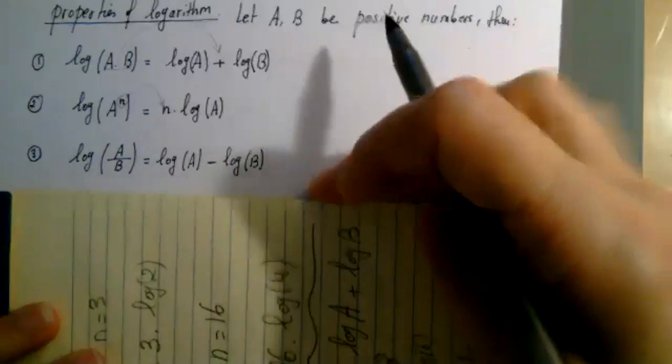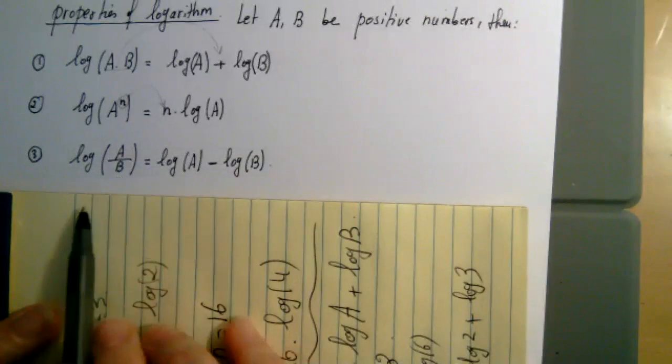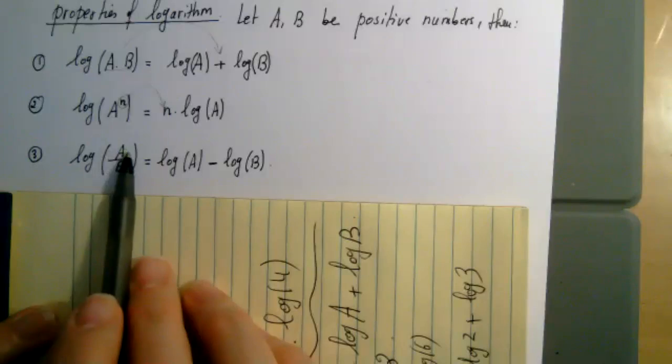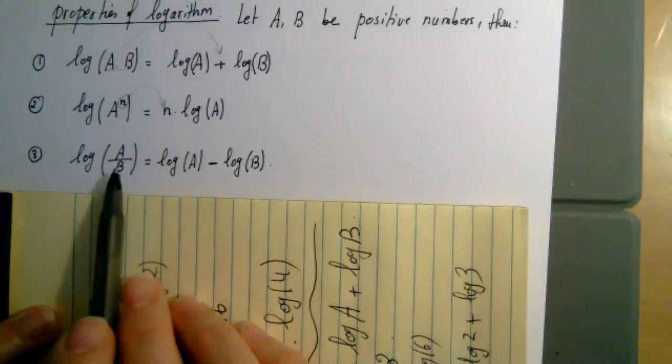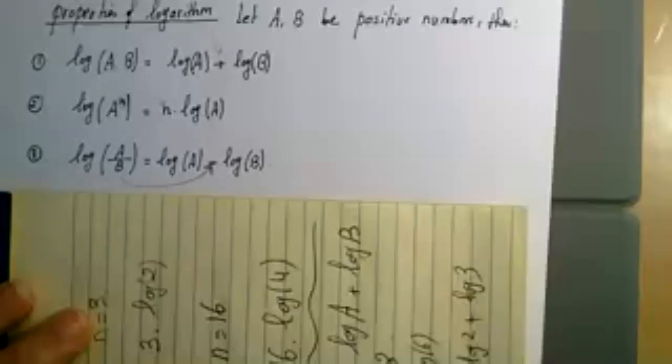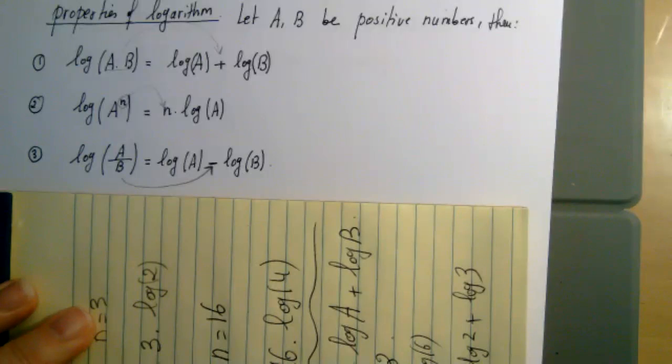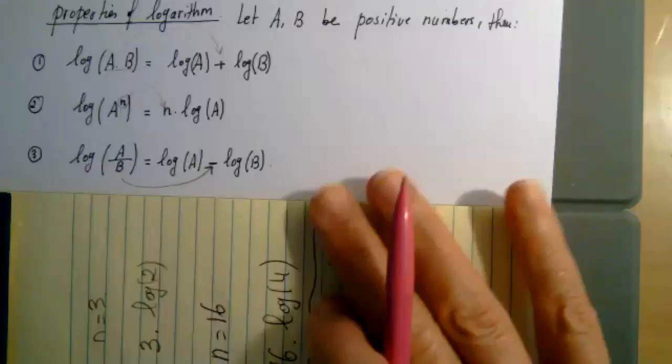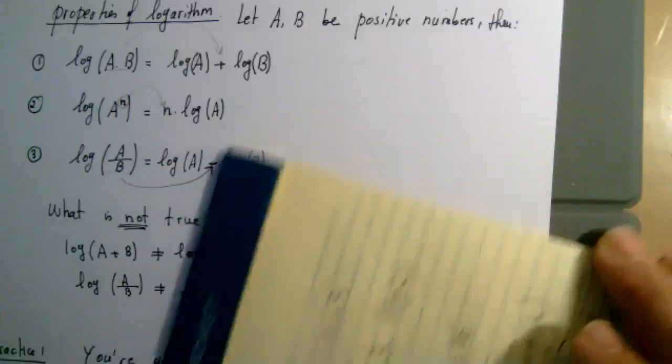The last one tells me that if you take A over B, so if you have the quotient, so you have a new number, then the log is minus. So this will be turned into a minus. We're going to refer to those properties over and over, basically till the end of the semester. Is that minus? Yes, minus.